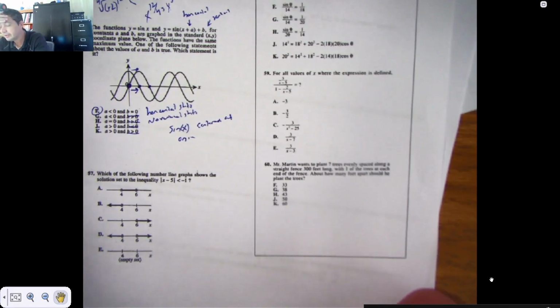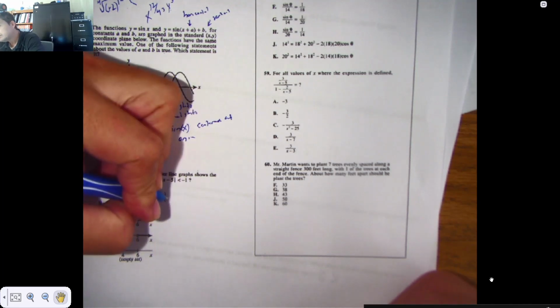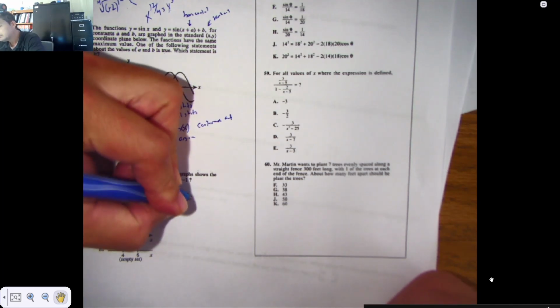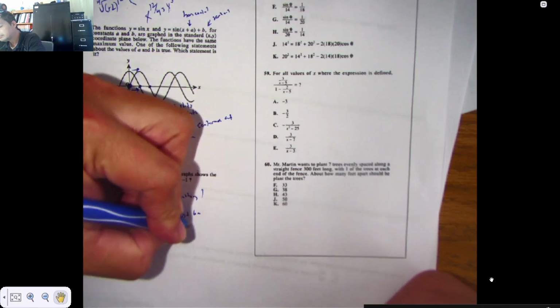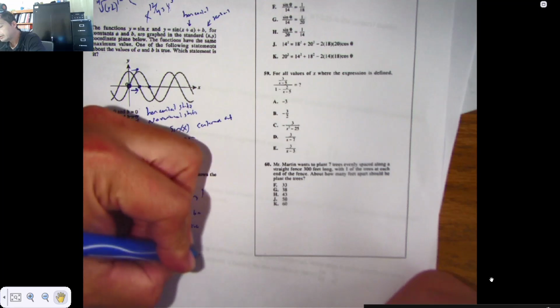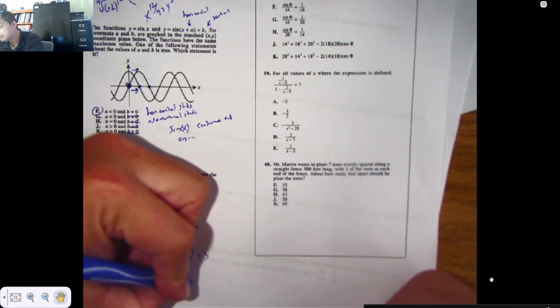Which of the following number line graphs shows a solution set to the inequality absolute value of x minus 5 is less than -1? 9 in 10 kids will miss this question, which shouldn't even be possible because 5 choices, you ought to be 1 in 5 gets it right just by random guessing. But they will not do the math and they will not think. This is the absolute value of something, and it must be positive. You take the absolute value of -3, you get 3. You take the absolute value of -12, you get 12.